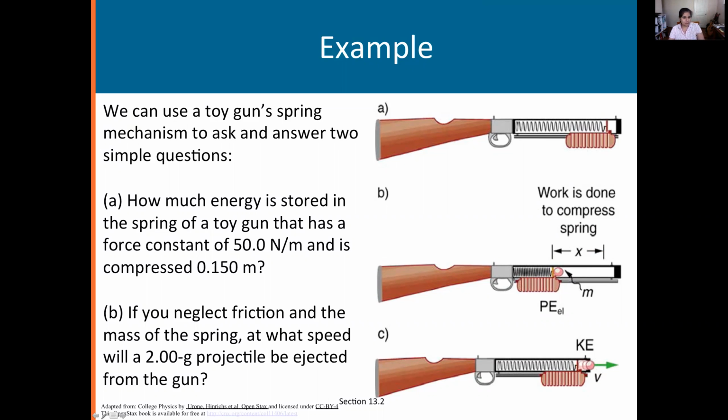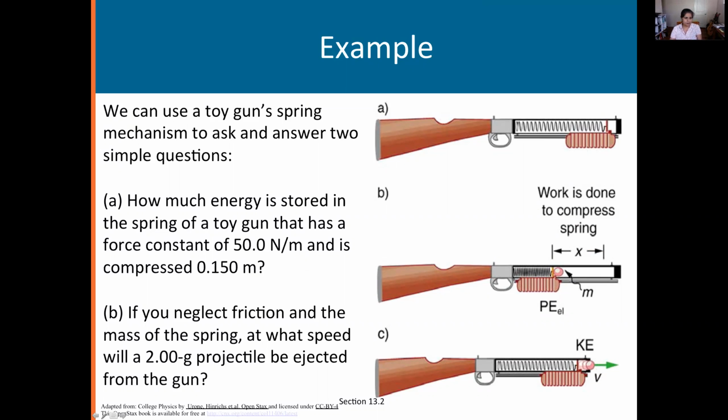How much energy is stored in the spring of a toy gun that has a force constant of 15 newtons per meter? That means k is 15 newtons per meter, and is compressed 0.15 meters. So here is x. This is k, this is x. 1/2 kx squared is going to give us that energy stored.